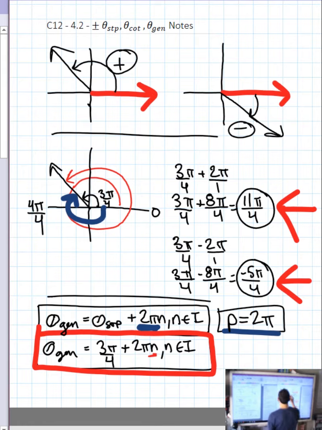Sometimes they say theta between 0 and 2 pi, and we answer based on that, and sometimes they ask for the general solution, and we answer based on that.